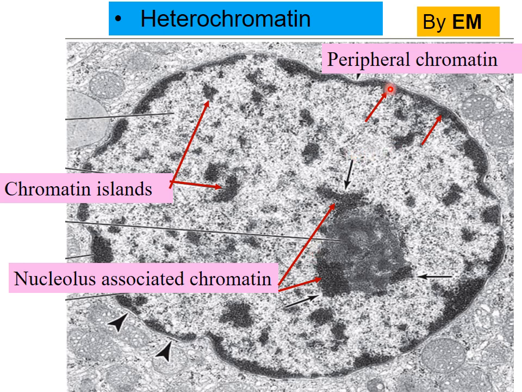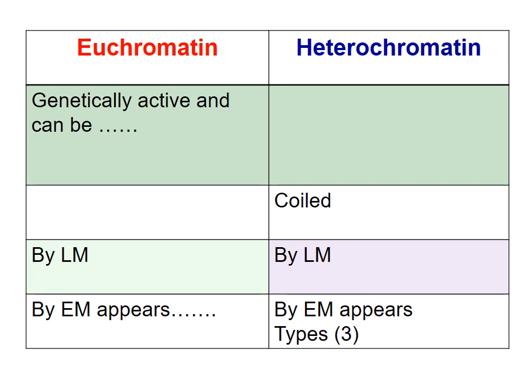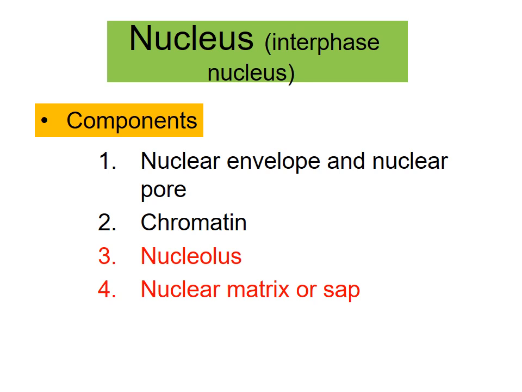There is peripheral heterochromatin which is present in relation to the inner nuclear membrane. Also we have chromatin islands. These are parts of the heterochromatin scattered in the nucleoplasm. Also we have nucleolus associated chromatin. They are the parts of the heterochromatin associated with the nucleolus. So can you complete this comparison between eu and heterochromatin?